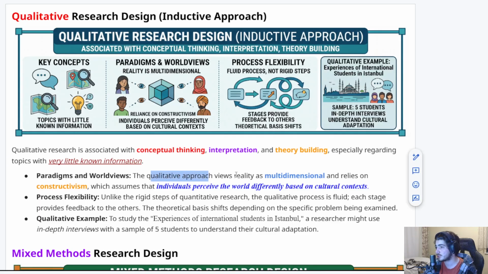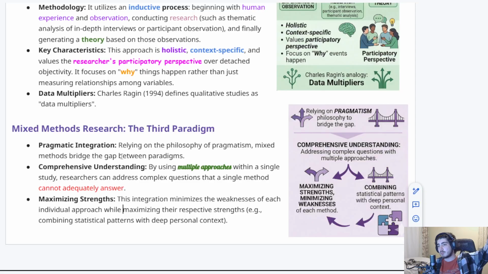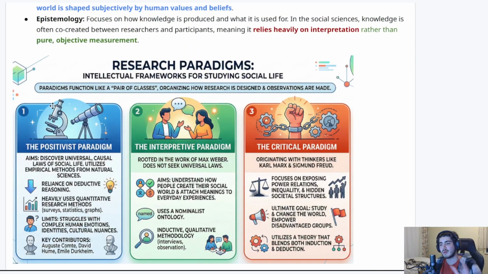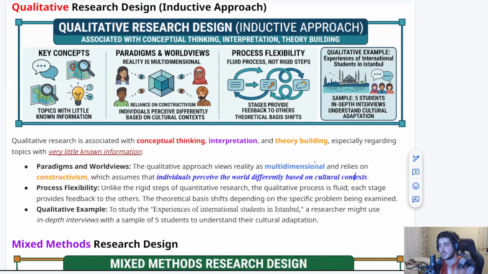The qualitative approach views reality as multidimensional and relies on constructivism, which assumes that individuals perceive the world differently based on cultural contexts. What have we been talking about? Interpretivism. It's nominalist. Reality is subjective. That's the main message. And unlike the rigid steps of quantitative research, the qualitative process is fluid. Each stage provides feedback to the other steps. The theoretical basis shifts depending on the specific problem being examined.